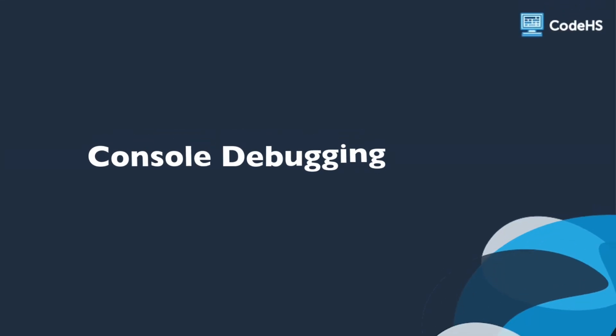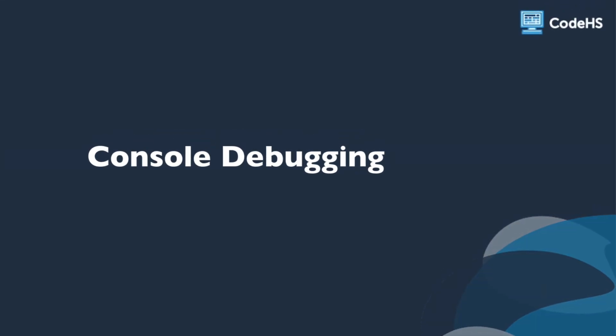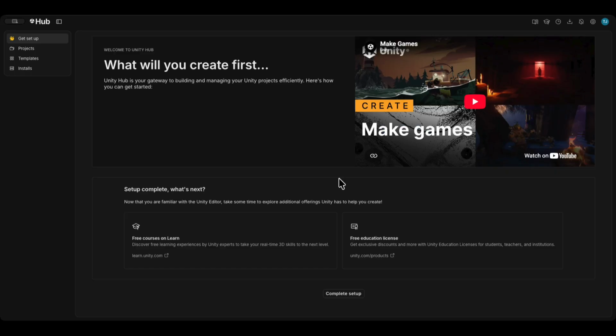Hi! In this demo, we'll get set up with a new 2D game project in Unity. Then, we'll take a C# script and import it into our Unity project to test it out using the console. We're going to start a new project, so let's open up Unity Hub.